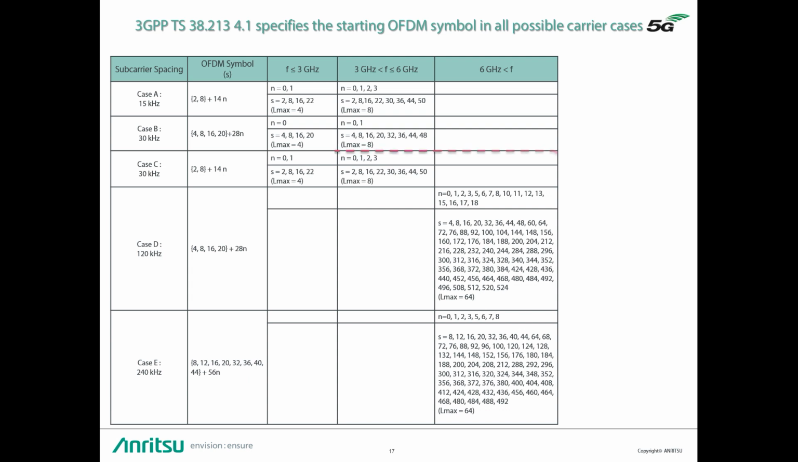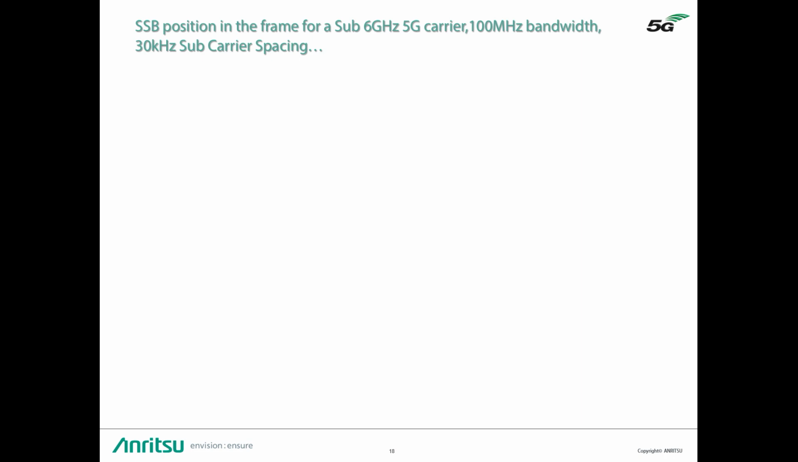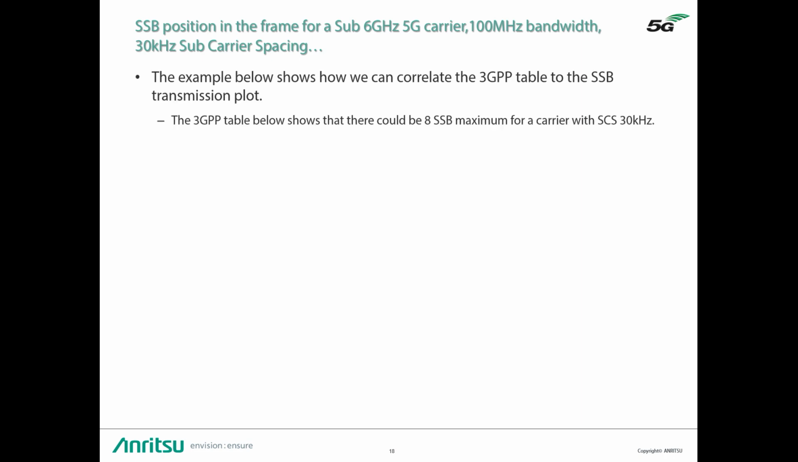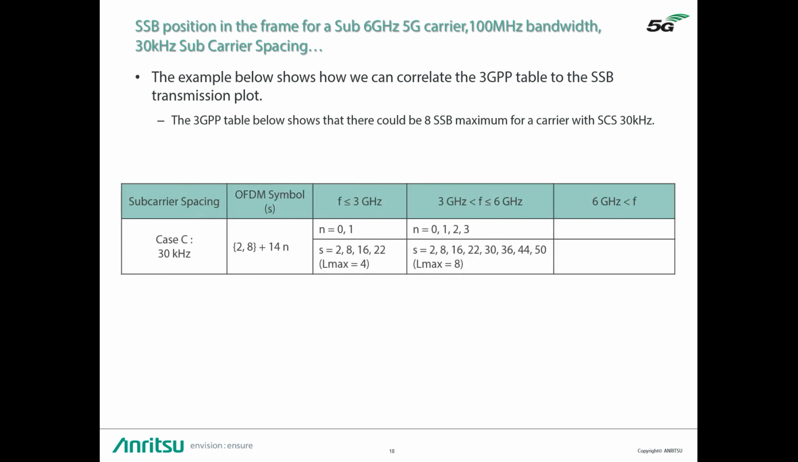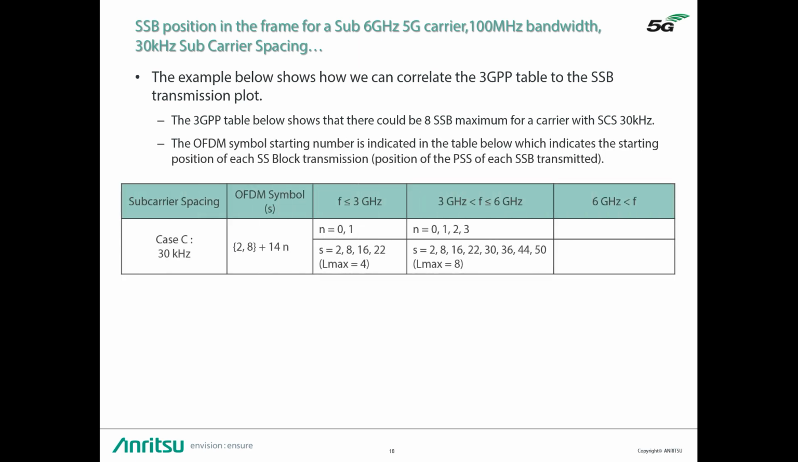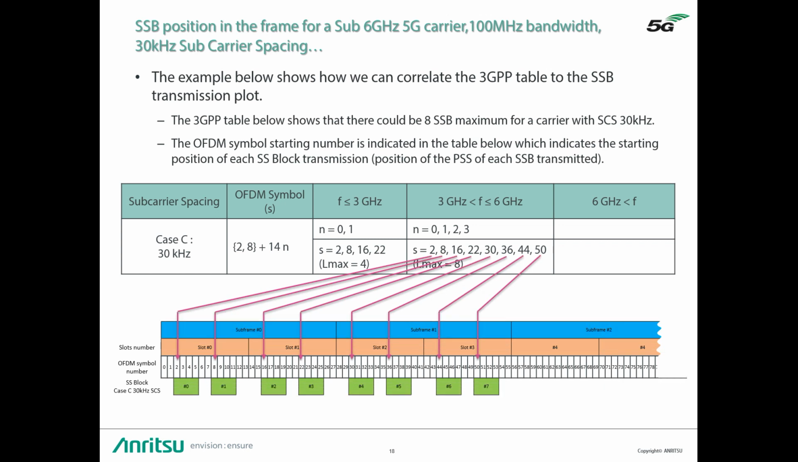Lmax is a parameter which defines the maximum number of SS or physical broadcast blocks in the frame. This value is determined by subcarrier spacing and frequency range. And as already mentioned, we will focus on this 30 kHz subcarrier spacing case, which is also called case C by 3GPP. As I've just mentioned, the SSB has predefined starting symbols in the radio frame. The table you see here allows us to draw the frame graph below the table, so we can see the starting position of each OFDM symbol of each SS block.